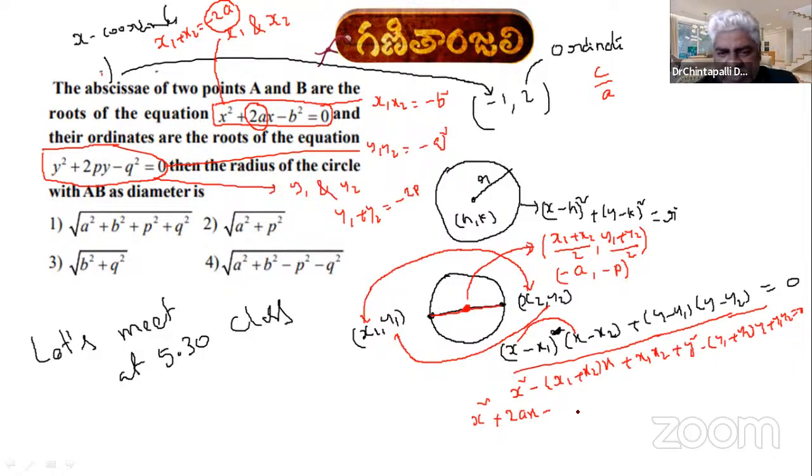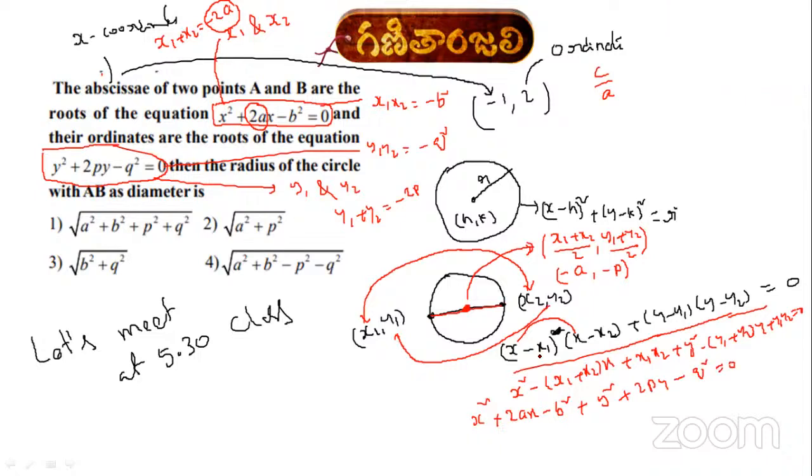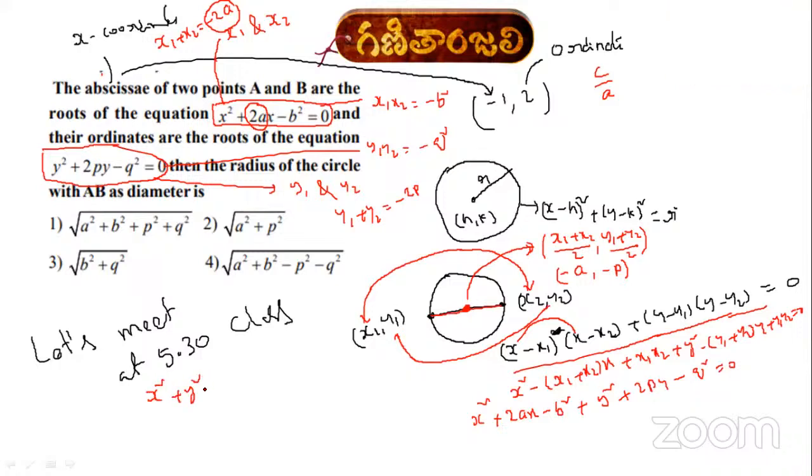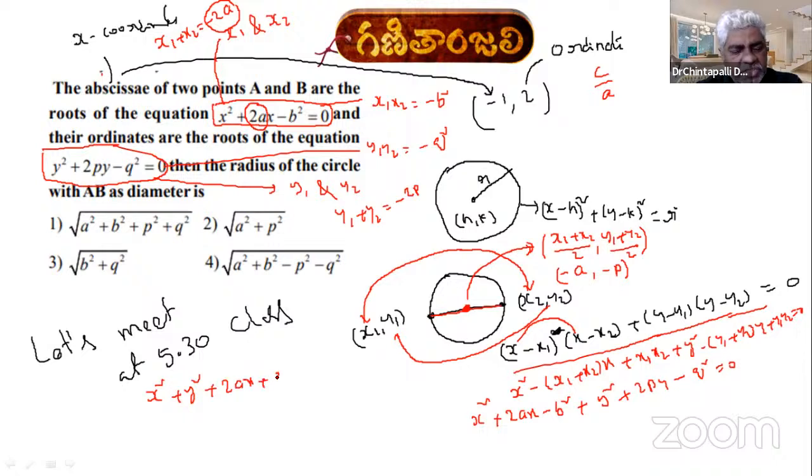X1 x2 is negative b square, and y square minus of y1 plus y2 is minus 2p, that means plus 2px, 2py. And y1 y2 is negative q square. So at last we found the equation of the circle. The equation of the circle is x square plus y square plus 2ax plus 2py minus b square minus q square is equal to 0.